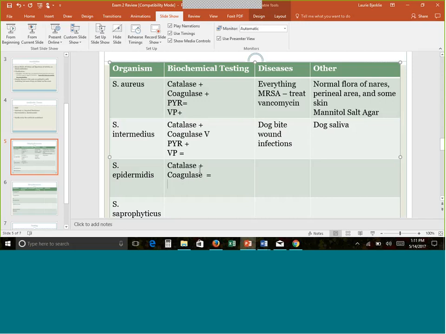So Staph epidermidis: catalase positive, coagulase negative, and novobiocin susceptible, or you can term that positive, if you will. As far as diseases, there was only one disease we really linked with this, and that was medical devices. It's heavily found as normal flora of the skin and mucous membranes. That's why it's named epidermidis, for the skin. So it's hugely found on our skin normally.